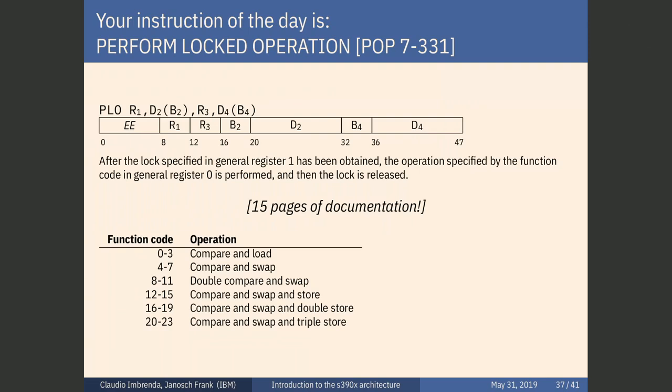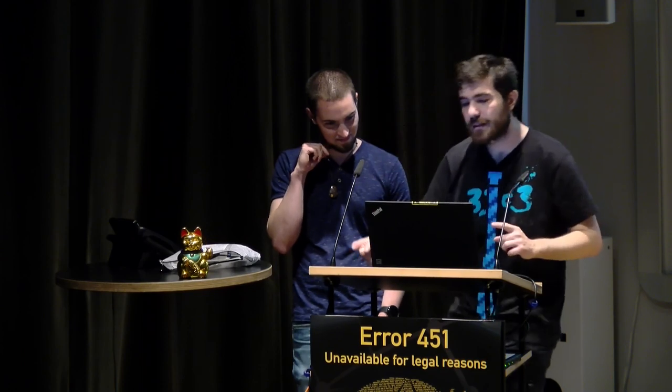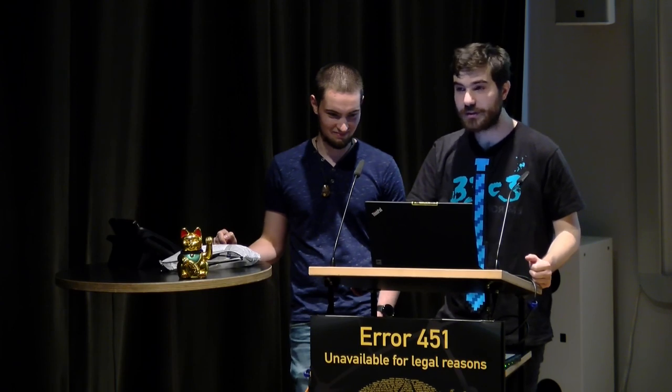And then you have B2 and D2 and B4 and D4, which point to some memory areas where there's a list of where to find the operands for these instructions. We have compare and load, compare and swap, double compare and swap and store, compare and swap and double store, compare and swap and triple store. And we also have that on a lot of operands, up to 128 bit. Because reasons.